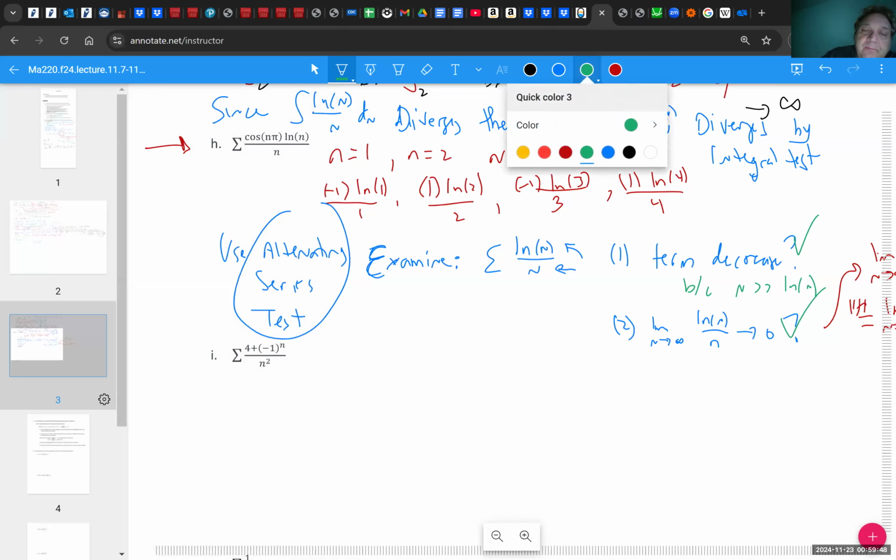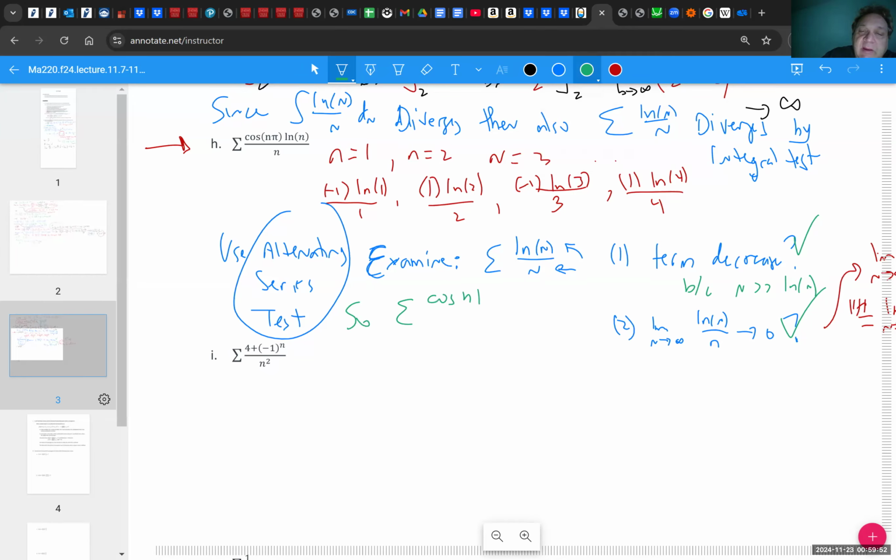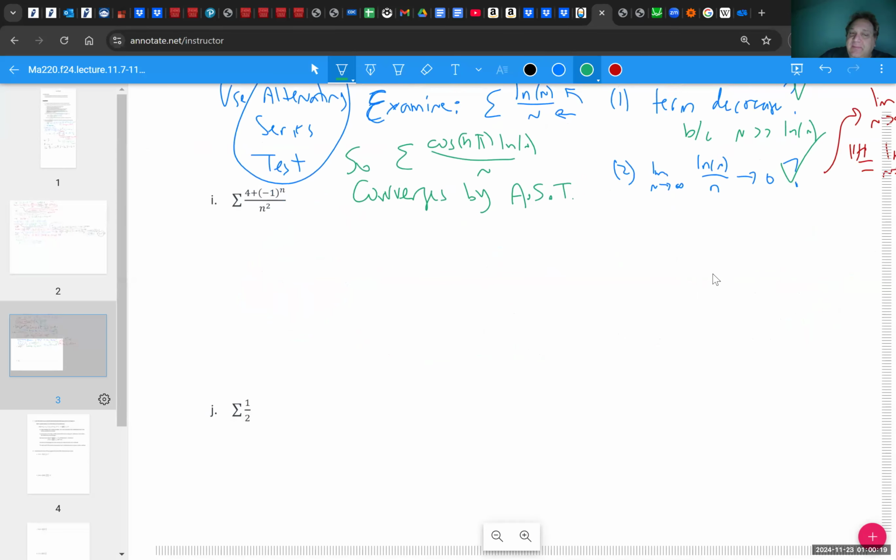So this original series, cosine n pi ln n over n, converges by the alternating series test. All right, so use the alternating series test when the series alternates, right? Positive, negative, then you're going to use the alternating series test. All right, two more.